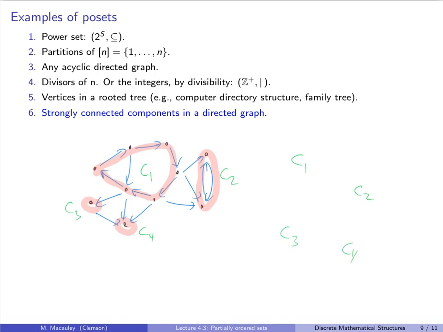So C1, C2, C3, C4. I can get from C1 to C2 multiple ways, but it doesn't matter. C1 to C2. I can get from C1 to C3, so I'm going to put an edge from C1 to C3. And I can get from C1 to C4, so I'll put an edge from C1 to C4. And I can get from C3 to C4 as well, and I'll put an edge like that. So this describes a partially ordered set. And this works for any directed graph. The strongly connected components determine a directed graph, which in turn determines a poset.